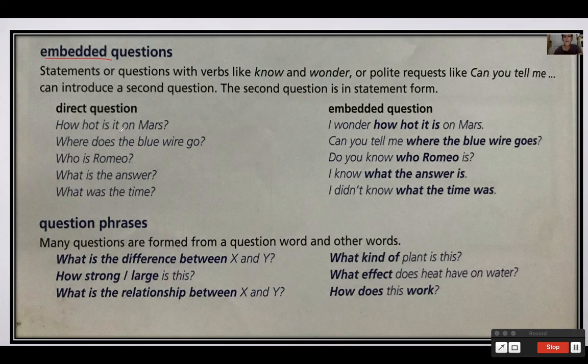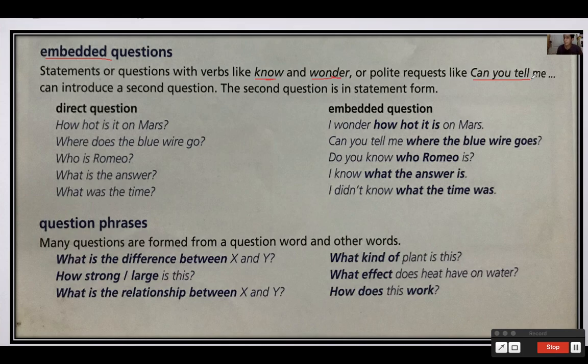Okay, how hot is it on Mars? But if we want to make an embedded question, we have to use the words know, wonder, and polite requests like, can you tell me the name of that girl? A direct question could be, what is the name of that girl?